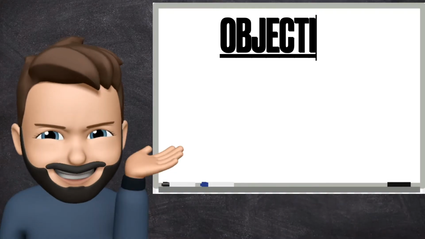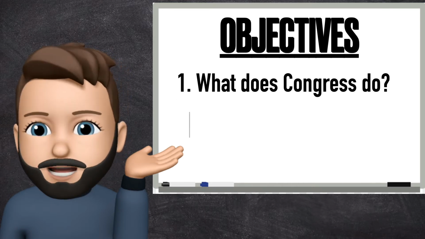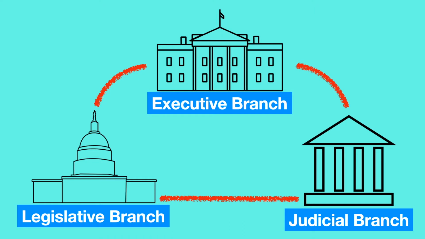Today we're going to look at a few different things with regards to our legislative branch. So, one, what does Congress do? And two, how are laws created? So, we have our three branches of government, and we're going to focus in today on the legislative branch, the lawmaking body, if you will.